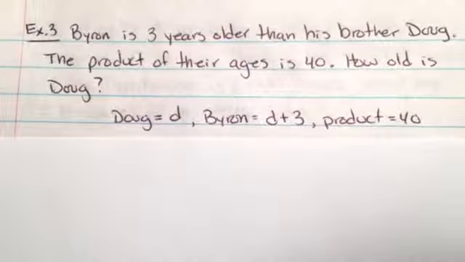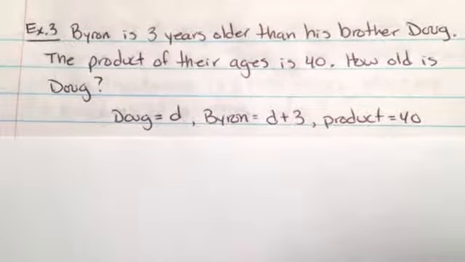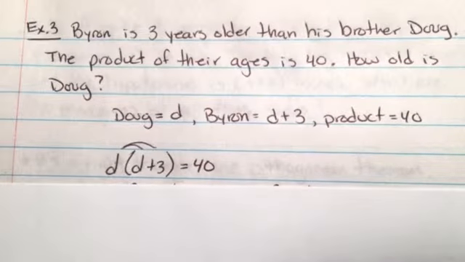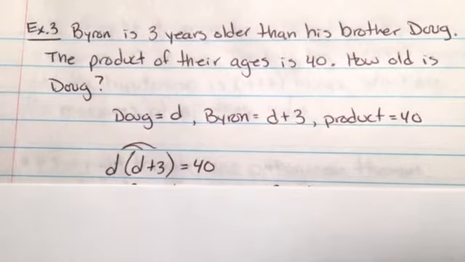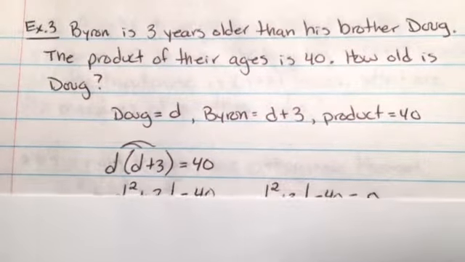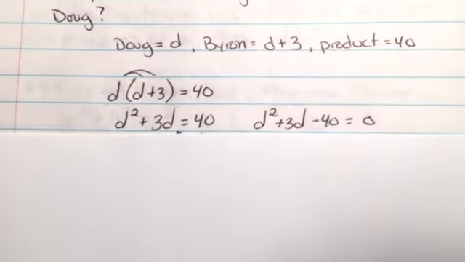And then the product. Now, first off, what does product mean? Product means to multiply. So if you were to multiply their two ages, you get an answer of 40. All right, so here we go. Doug times Byron. D times the D plus 3 equals 40. Distribute that. D times D, D squared, and D times 3, 3D.